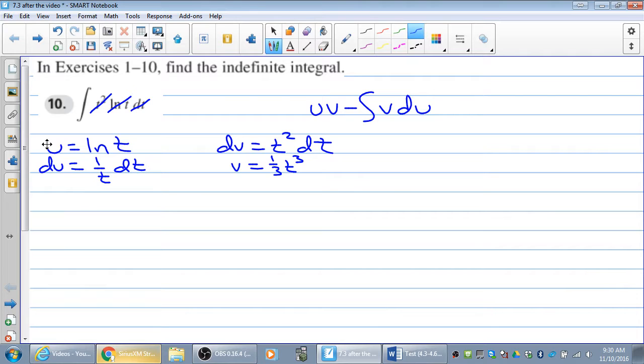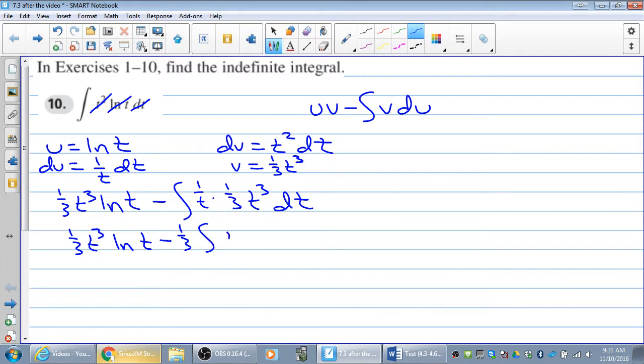Now the integral of our original is u times v, which is 1/3 t to the third natural log of t, minus the integral of v du, which is 1 over t times 1/3 t to the third dt. Well, now we have something that we can take the integral of once we clean it up a little bit: minus 1/3 integral of t squared dt. That 1 over t cancels out one of the t's, making t squared. Now the final answer is 1/3 t to the third natural log of t minus, now the integral of that is 1/3 t to the third, so we have 1/9 t to the third plus c. Now if we took the derivative of that, we get right back to the beginning.